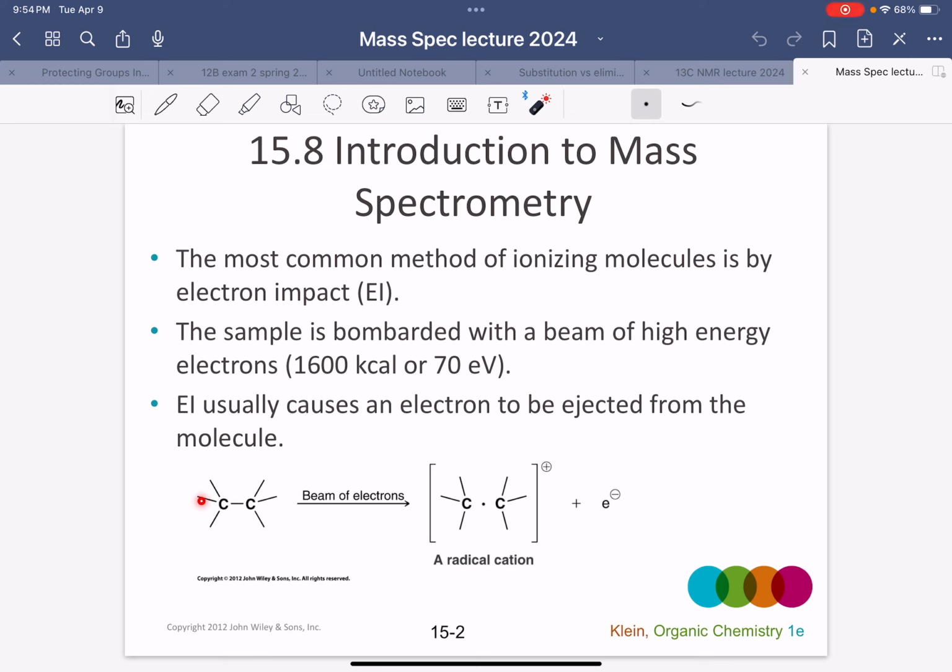So let's say we have some kind of hydrocarbon here, we zap it with our beam of electrons, we can knock an electron out. And we're left with now just this single dot right here. Before we had a bond, which is 2 electrons. Now we just have 1 electron in that bond. So kind of a fragile thing. And this is what's called a radical cation. Okay, we lose an electron, we lost a negative charge, so our resulting species has a positive charge.